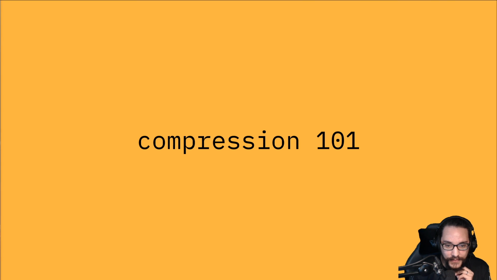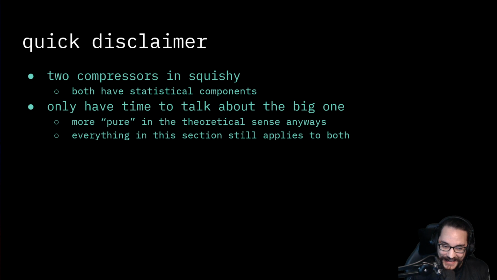We'll see. All right, so now we get to compression, and this is where most of the stuff I want to talk about is. The idea here is I want to get to where I can talk about the actual compression engine in Squishy, but we've got a lot of ground to cover before I can really explain that. So I want to give a little bit of a 101 intro. I won't be able to go into as deep detail as I would like, but we'll do what we can. As I mentioned, there's two compressors in Squishy, and they both have these statistical components.